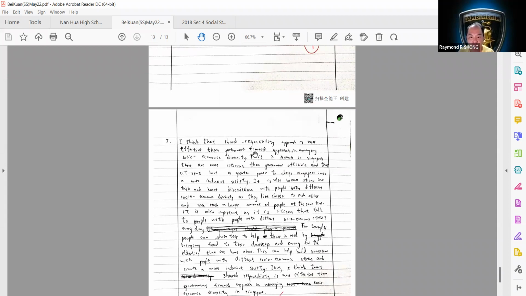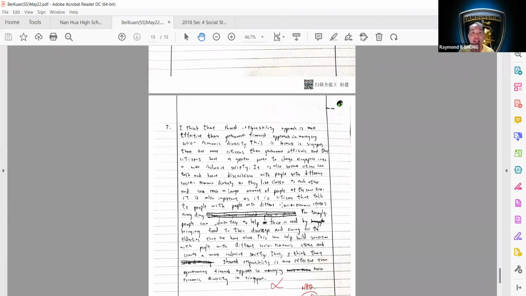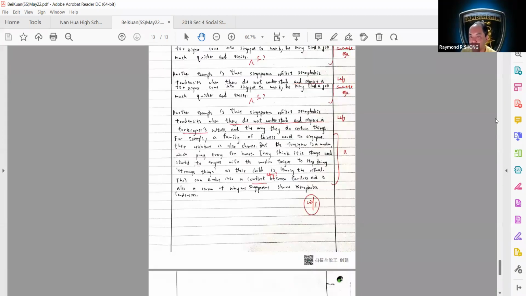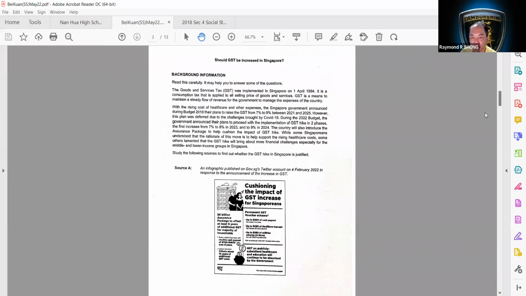And by the way, this one, to me, is like writing an English essay, not a social study essay. Share responsibility approach is more effective in government finance. Please go and read out what is my share responsibility in your textbook, which is mentioned here, right?